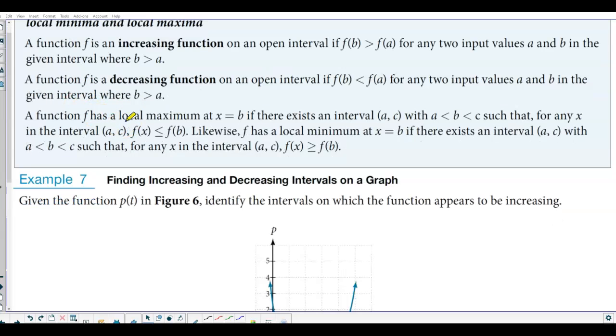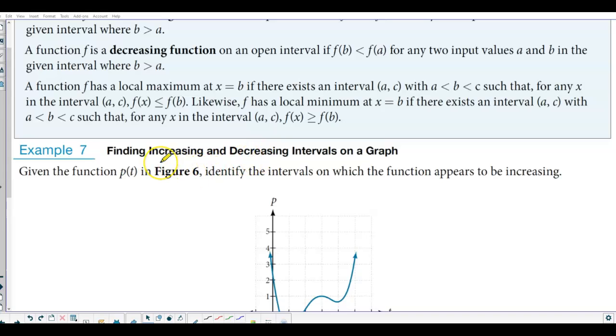Now, a function f has a local maximum at x equals b if there exists an interval a to c where b is in between the values of a and c, such that for any x in the interval (a, c), the function f of x is less than or equal to the output of b. Likewise, f has a local minimum at x equals b if there exists an interval a to c with b being in between a and c, such that for any x in the interval (a, c), the function is going to be greater than or equal to the output for b.